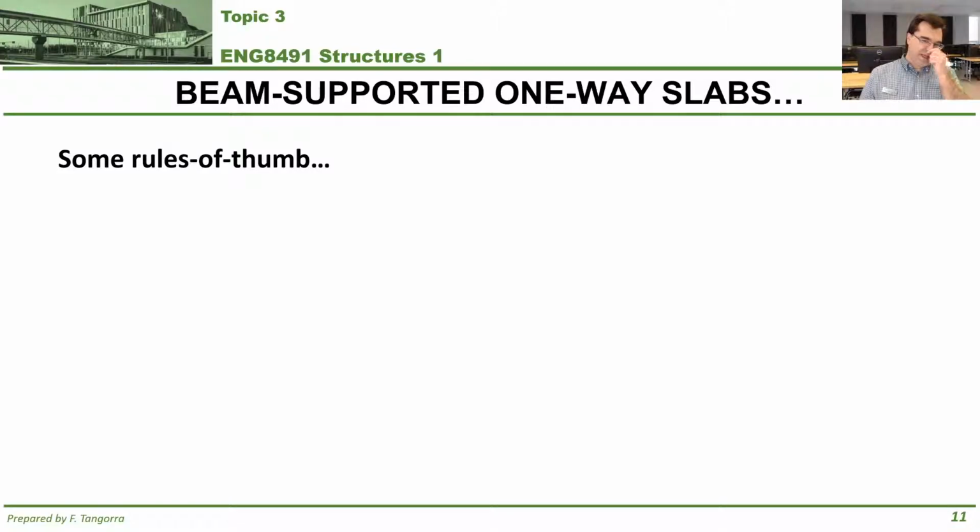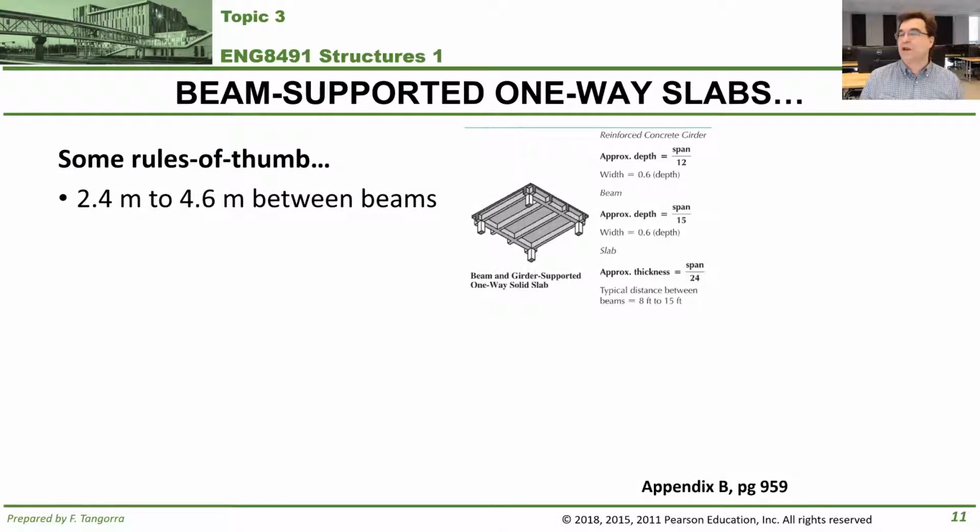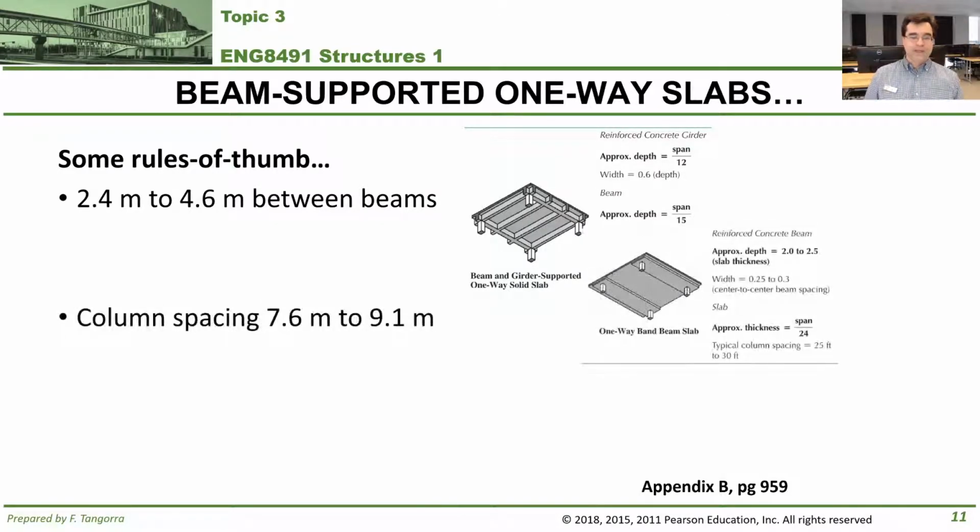Now, some rules of thumb related to beam-supported one-way slabs. I took these straight out of your textbook. When you have a beam and girder supported one-way slab, like what you see here from Appendix B, page 959, typically the biggest span between beams for this kind of setup is between 2.4 and 4.6 meters. And what I mean by span of the beam is the distance between the beam members that are being supported on those girders, okay? In terms of column spacing for one-way band beam slabs, again, taken straight out of Appendix B from your textbook, your column spacing can be anywhere from 7.6 to 9.1 meters.